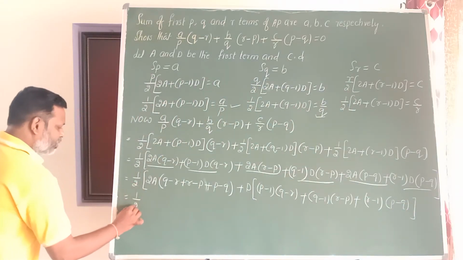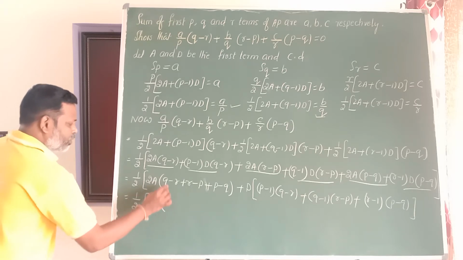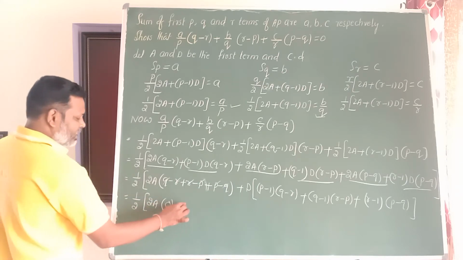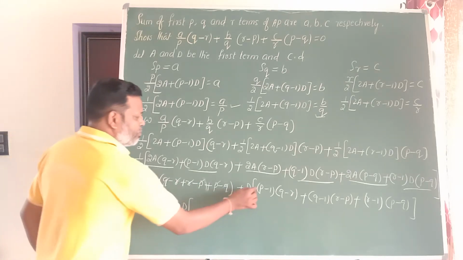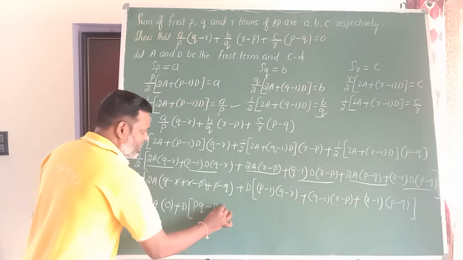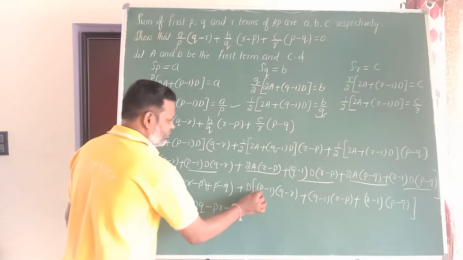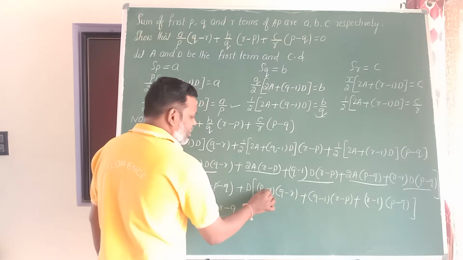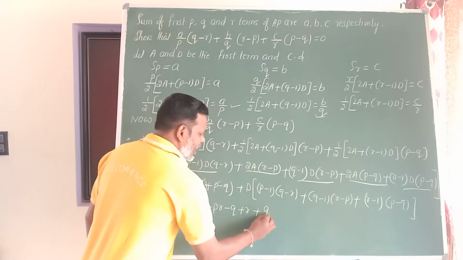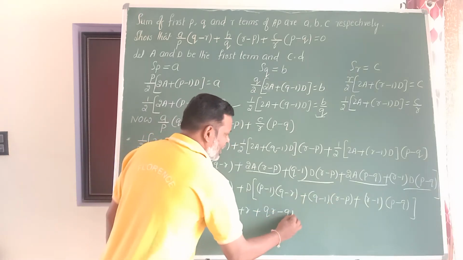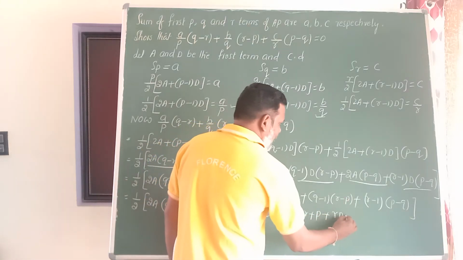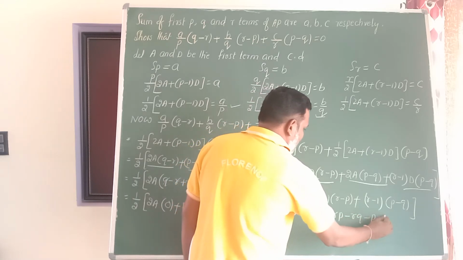So that is equal to half into 2a into (q plus p minus p plus r minus r get cancelled) 0, plus d into multiply p into q minus 1 into q minus r, plus q into r minus 1 into r minus p. Just have a look at this: pq minus pr minus q plus r, then qr minus qp minus r plus p, then multiply rp minus rq minus p plus q.